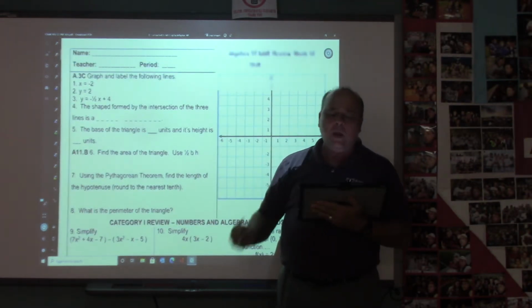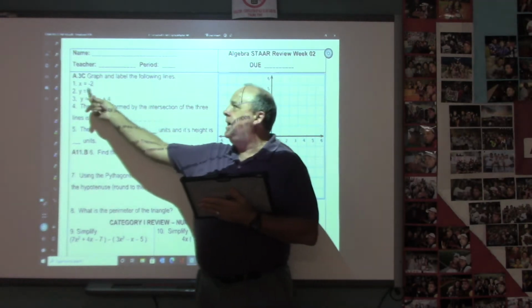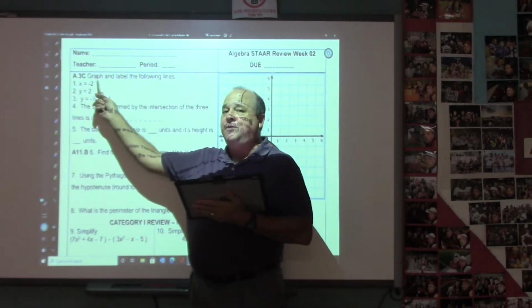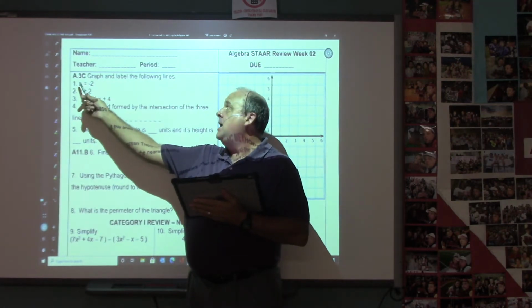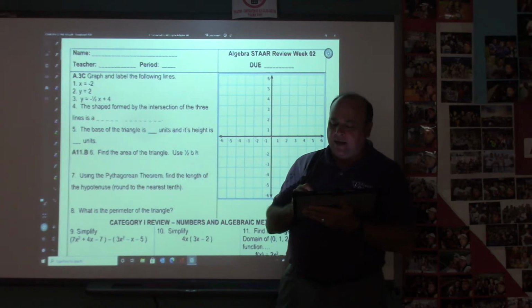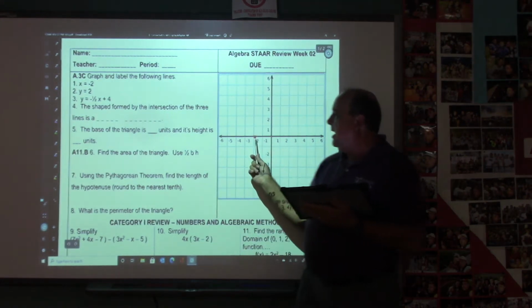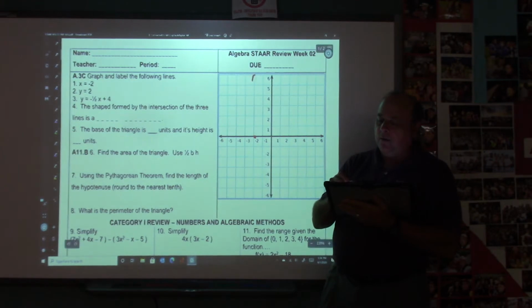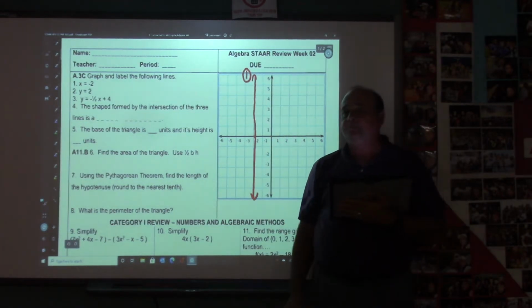Okay, so on number 1, we have x equal -2. Remember, number 1 does not have y in the equation. It only has x, and x will always be -2. So I'm going to draw a line at -2 on the x-axis, and then I'm going to go straight up and down. This line will not cross y. And then go by and put a 1 right here. That's my number 1 line.